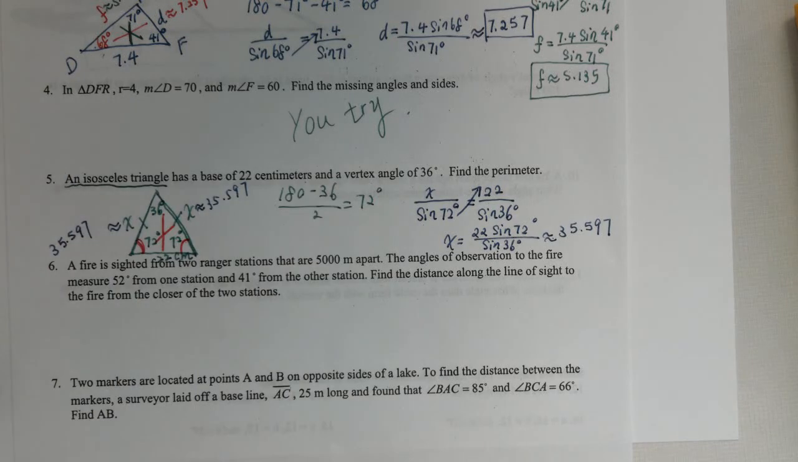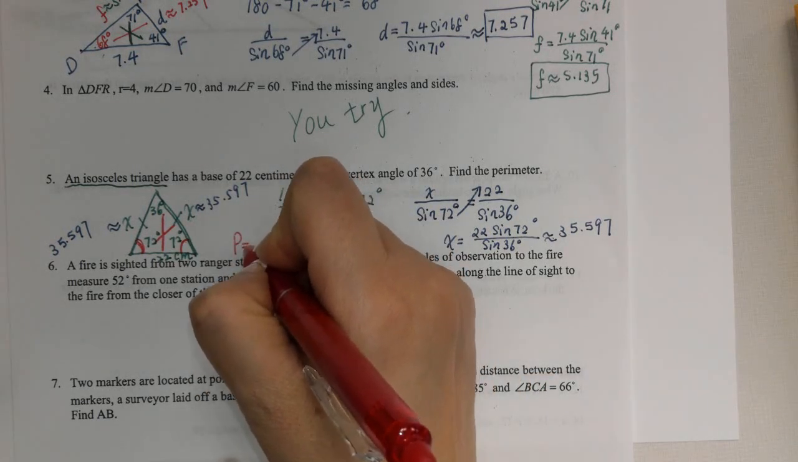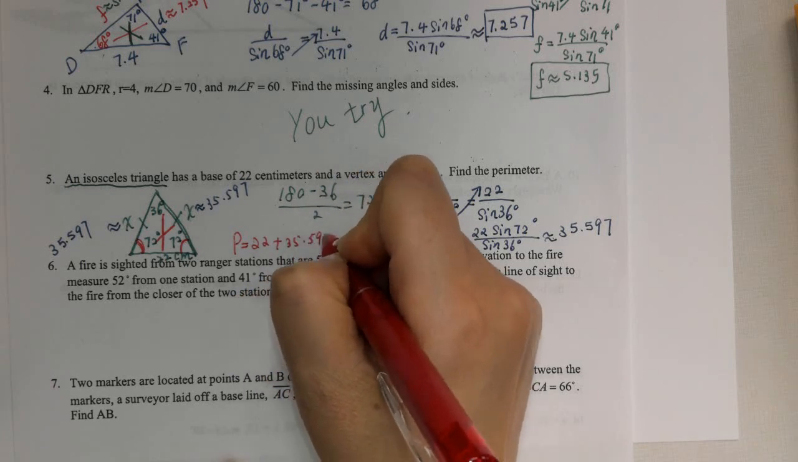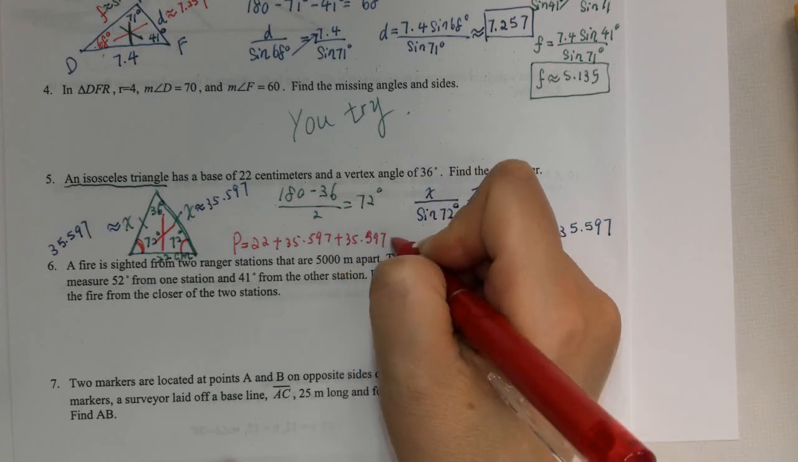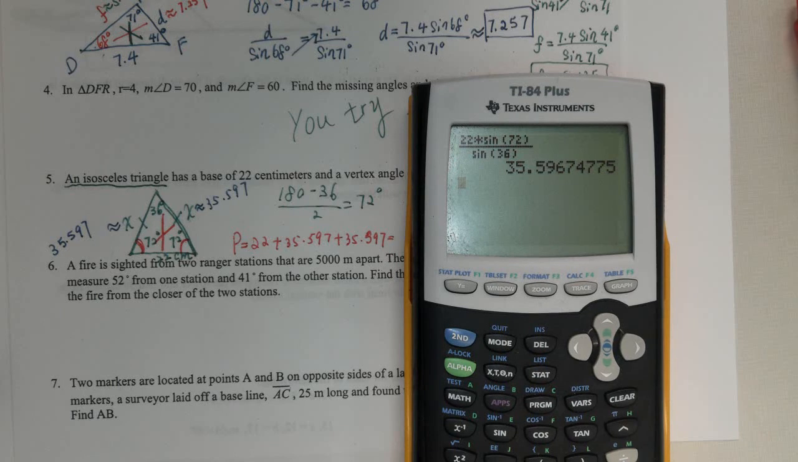Okay. So now comes the perimeter, which is I need to add everything I have together. So my perimeter equals 22 plus 35.597 plus another 35.597. And then I just trust the calculator. Let the calculator do the job. 22 plus 35.597 and do it again, 35.597. Enter. What do you get?